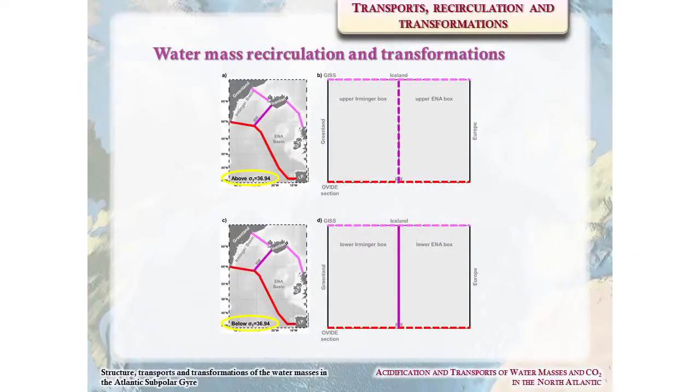Finally, taking advantage of the estimated water mass volume transports, we infer the circulation and transformations that take place in the North Atlantic subpolar gyre. We study these transformations by a two-layer box model between the OVIDE section and the Greenland, Iceland, Scotland section. The boundary between the eastern and western basins is the Reykjanes Ridge, which is open for the upper boxes and closed for the lower boxes. The final four boxes were obtained by dividing vertically both basins by the isopycnal 36.94, which is traditionally the upper bound of the deep waters.